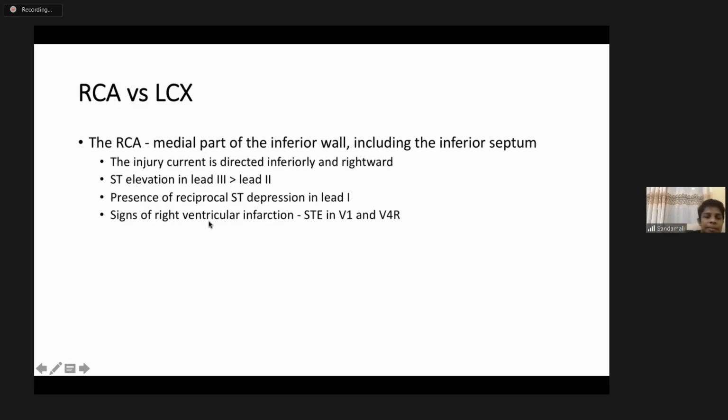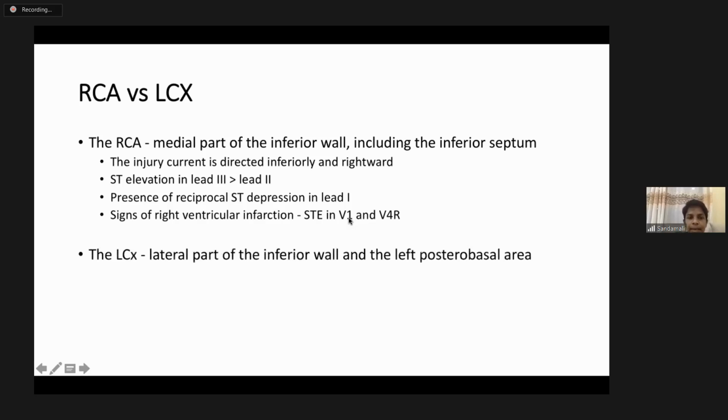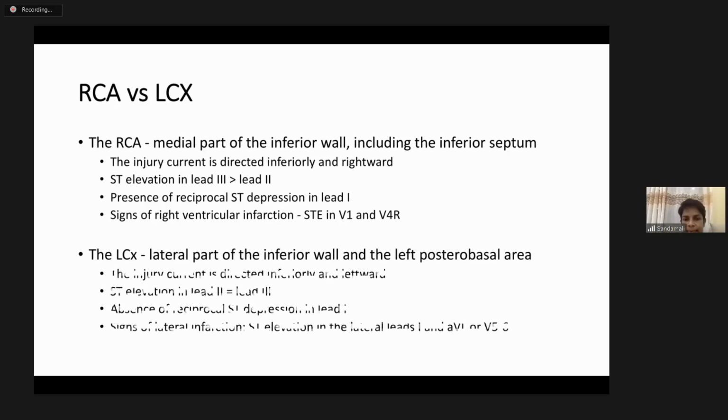And because the branch that supplies the right ventricle can be occluded with RCA occlusion, there can be signs of right ventricular infarction, which are ST elevation in V1 and V4R. In LCX occlusion, LCX usually supplies the lateral part of the inferior wall and the left posterobasal area. Therefore, injury current is directed inferiorly and leftward. So, ST elevation is more or less the same in both L2 and L3. In RCA, it is more ST elevation in L3. And there won't be any reciprocal ST depression in L1 because current is directed towards the left side. And there will be signs of lateral infarction rather than right ventricular infarction, where you get ST elevation in lateral leads L1, AVL or V5 to V6.